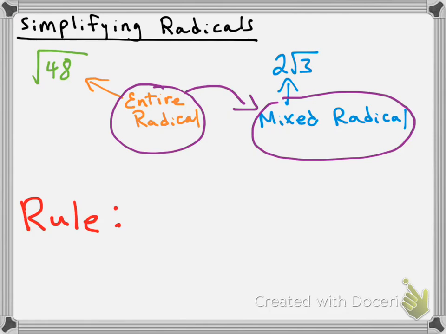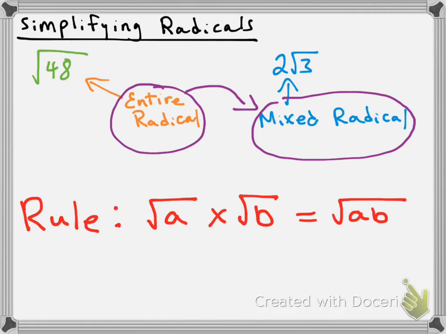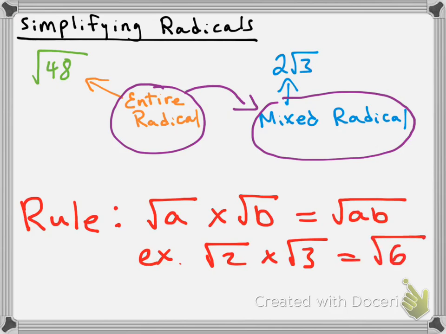Let's say we have a radical like the square root of a. The square root of a is just a number here, so the square root of a is an entire radical. Let's say we take the square root of a and multiply it by the square root of b. The rule is that this can be written as the square root of a times b. For example, if we have the square root of 2 multiplied by the square root of 3, well 2 times 3 is 6, so that's the same as the square root of 6. You can double check that with your calculator: do the square root of 2 times the square root of 3, then the square root of 6, and you'll see you get the same number.